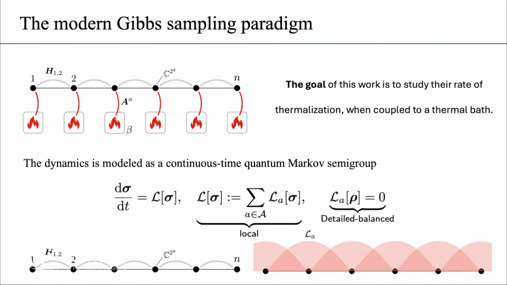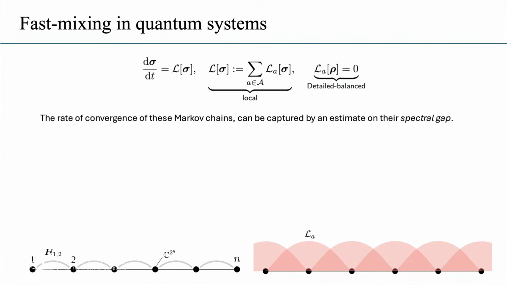Okay? So much like classical Markov chain Monte Carlo methods, these algorithms will succeed eventually, and the question is how long it takes for them to succeed. And the rate of convergence of these Markov chains can essentially be captured by an estimate on their spectral gap, which is the main theme of these works.